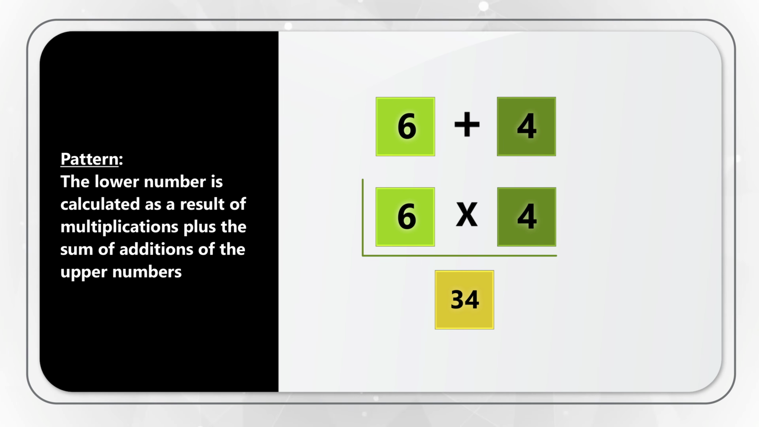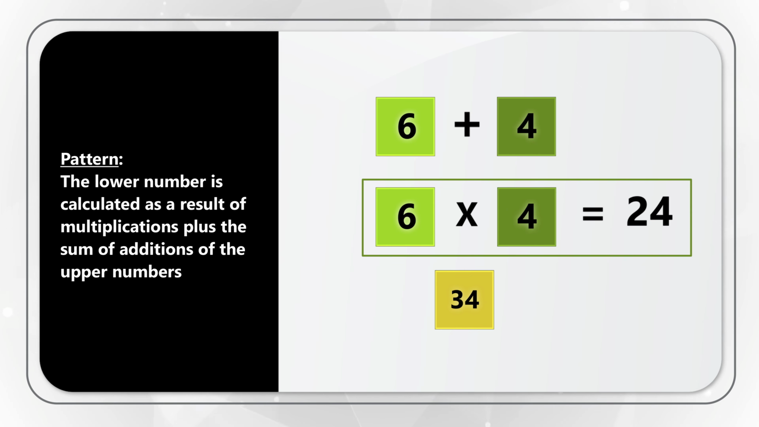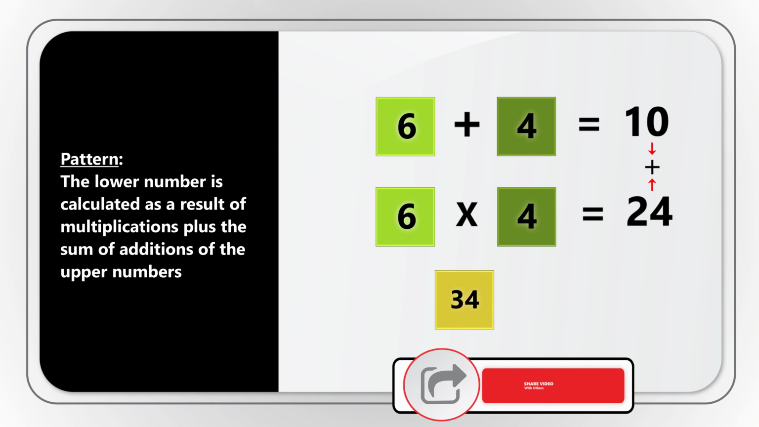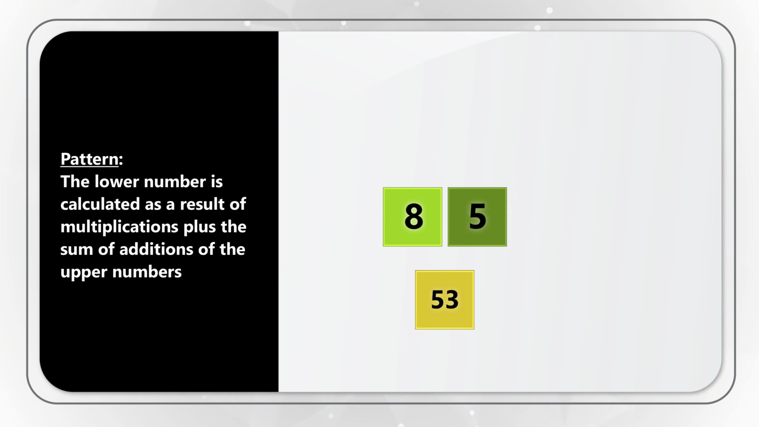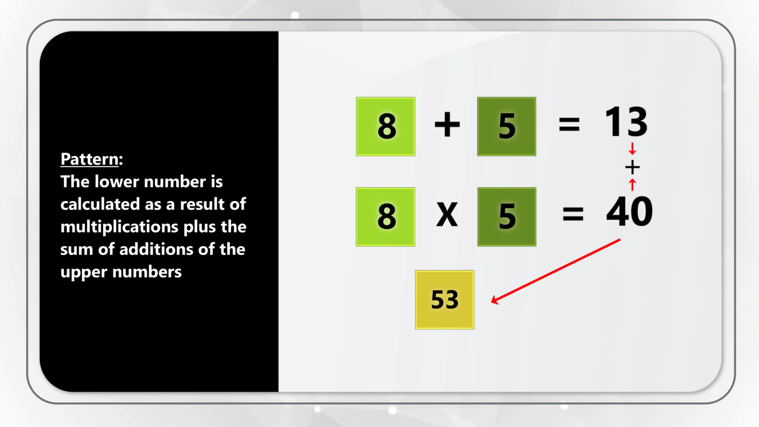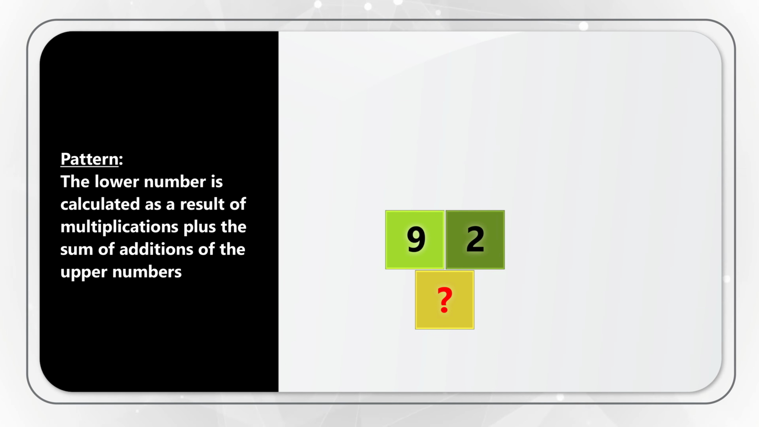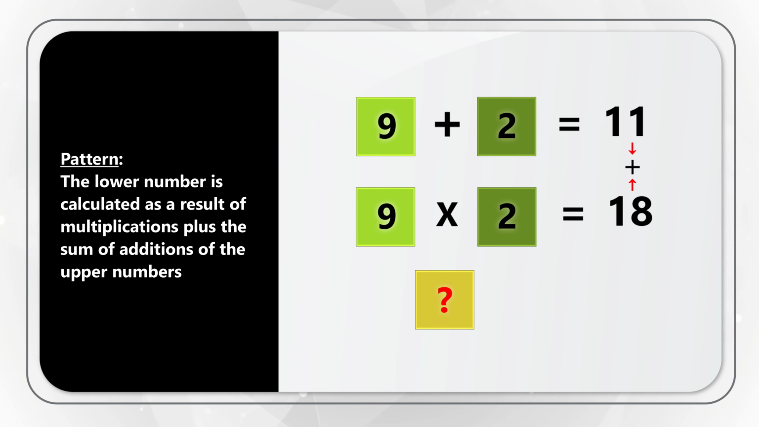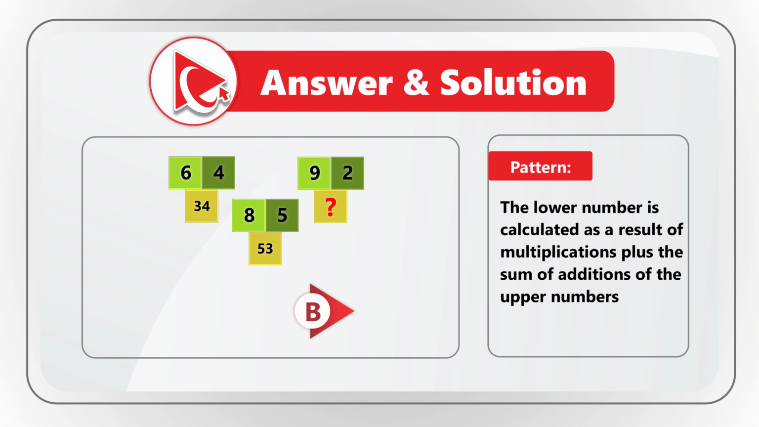For example, the first set of numbers is calculated as 6 multiplied by 4 plus sum of 6 and 4, which would equal 24 plus 10 and equals 34. The next set of numbers is calculated as 8 multiplied by 5 plus sum of 8 and 5, which would equal 40 plus 13, which would be equal to 53. This allows us to do the calculations on the final set and the missing number. 9 multiplied by 2 plus the sum of 9 and 2 equals 18 plus 11 and equals 29. So the correct answer here is choice B, 29.